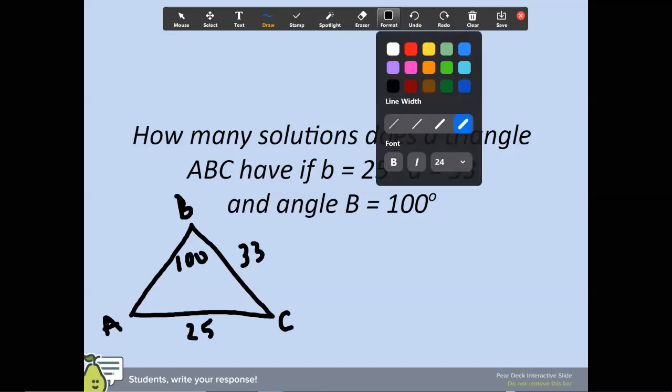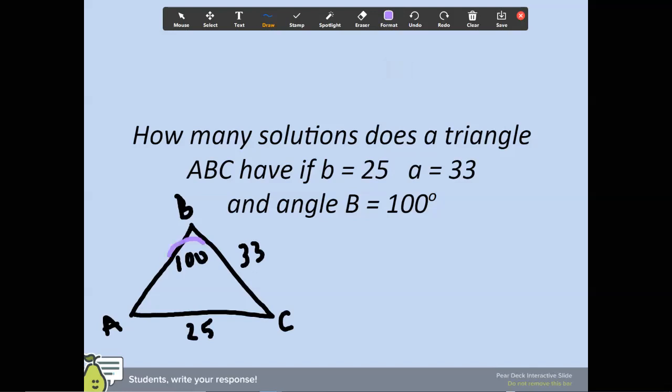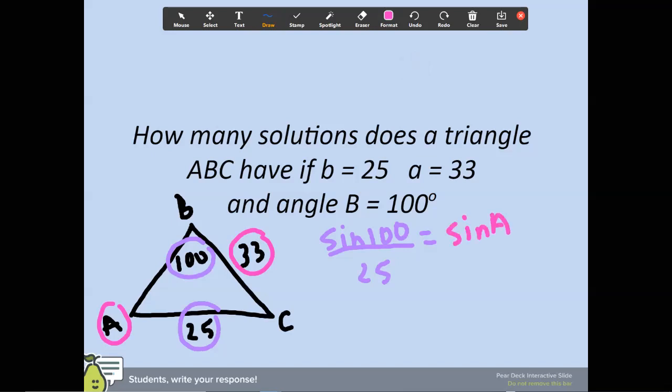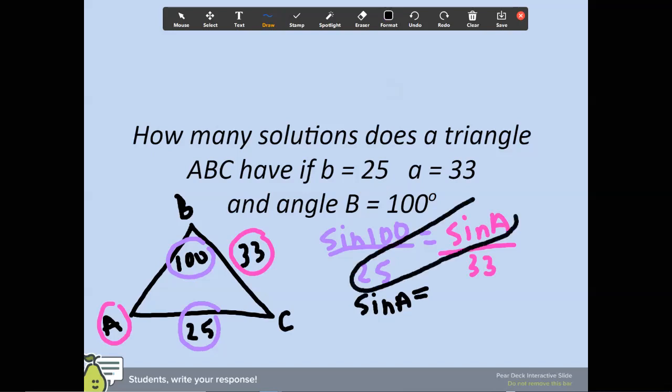Now, I could have more than one. So I am going to be taking the 100 and the side opposite it, and I'll be using law of sines. So sine of 100 over 25 equals, and I'm going to be taking the 33 and A. I don't know what that is, so I'll do sine of A over 33, and I'm going to cross multiply and solve this. I'm going to cross multiply, but when I do that, I'm going to be dividing by my 25.